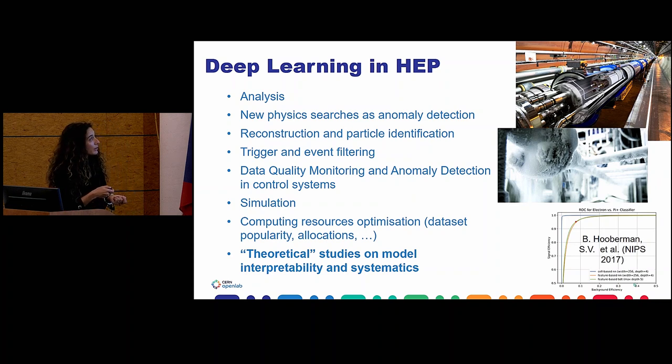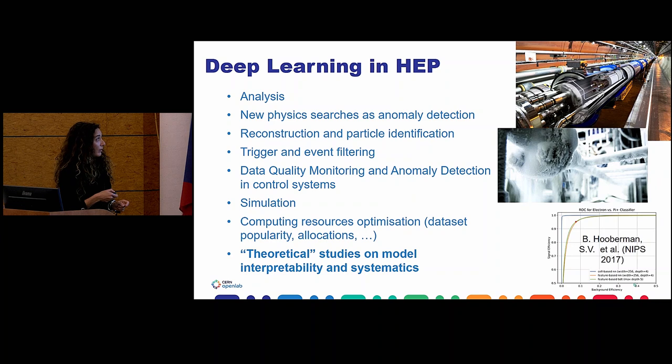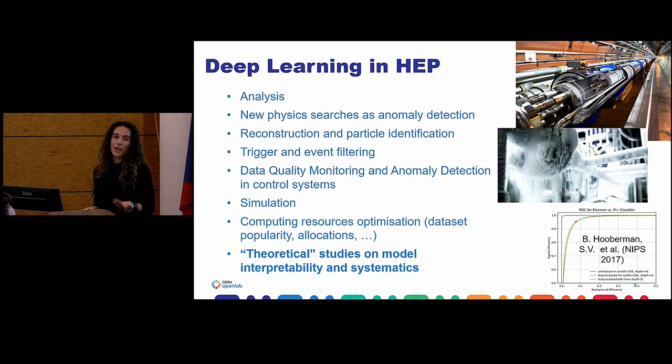Data quality monitoring, but also we work a lot on control systems. In particular, our BIM division is one of the sections at CERN that's been using and developing deep learning for maintenance and monitoring for the longest time. Simulation is what I will discuss today, but we also started recently to try and use deep learning to optimize our computing resources.